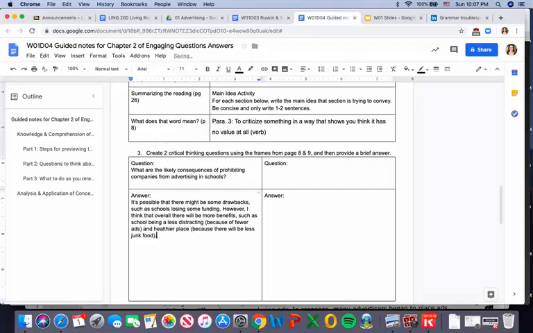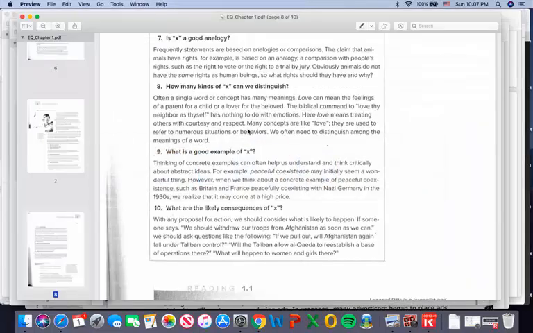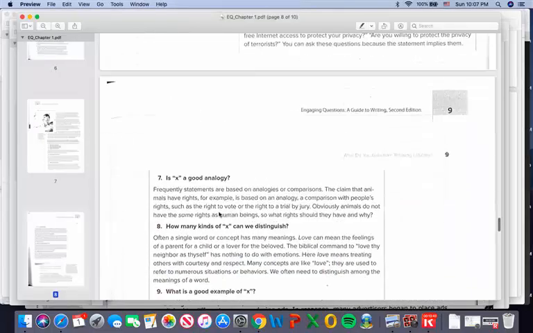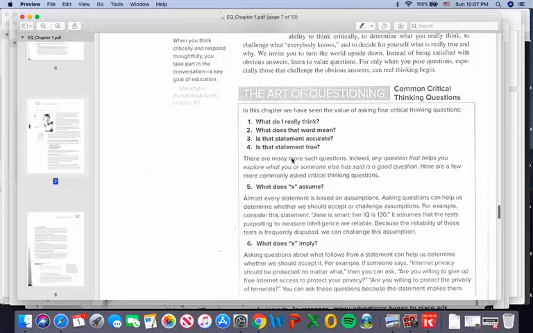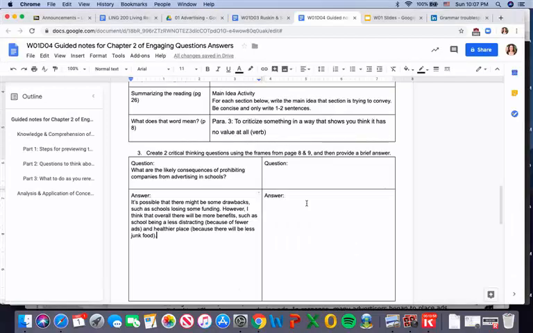Okay, so that's just a really quick one, but read through, find the things that stick out to you that you have questions about, and create a question using the frames here in Engaging Questions, and ask these questions about the Ruskin and Shore article. Find something that you may not even have an answer for and just give your best answer. So that's going to be the homework with chapter 2 of Engaging Questions. Good luck.